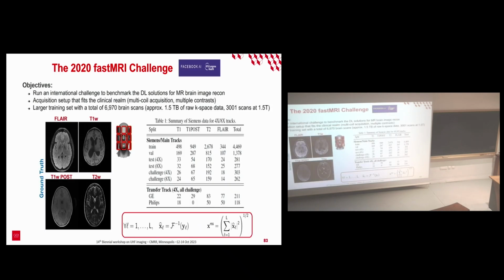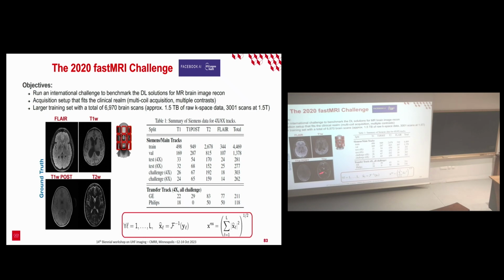And with that, we competed in the 2020 fastMRI Challenge, which was really an international challenge where 19 different teams were involved, with a very large dataset consisting of almost 7,000 brain scans collected between 3 and 1.5 Tesla over 9 different machines. Approximately 1.5 terabytes of raw k-space data, and we participated in 2 different challenges, the 4x and 8x acceleration tracks. We did not compete for the transfer track, which was even more challenging because this was the challenge where you train your own model for a Siemens scanner and try to transfer to GE or Philips scanners.